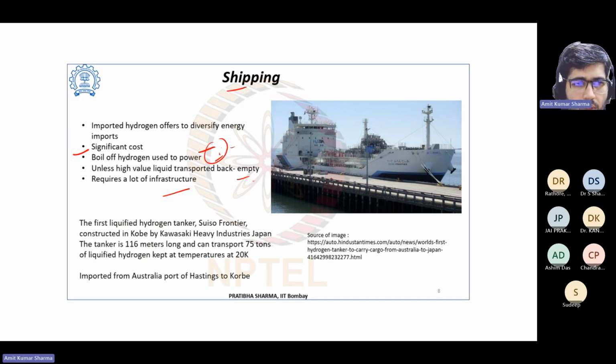So this is the first liquefied hydrogen tanker. You can find more about this. It was developed by Kawasaki Heavy Industries, Japan. The tanker is 116 meters long and can transport 75 tons of liquefied hydrogen kept at a temperature of 20 Kelvin. It imports from an Australian port to Kobe, Japan.